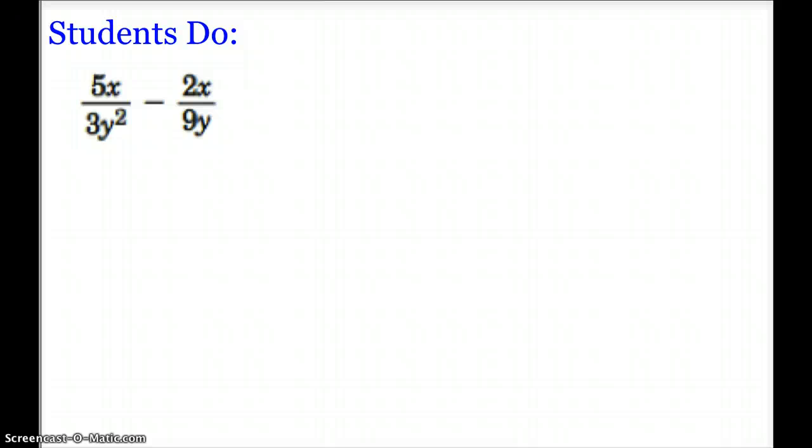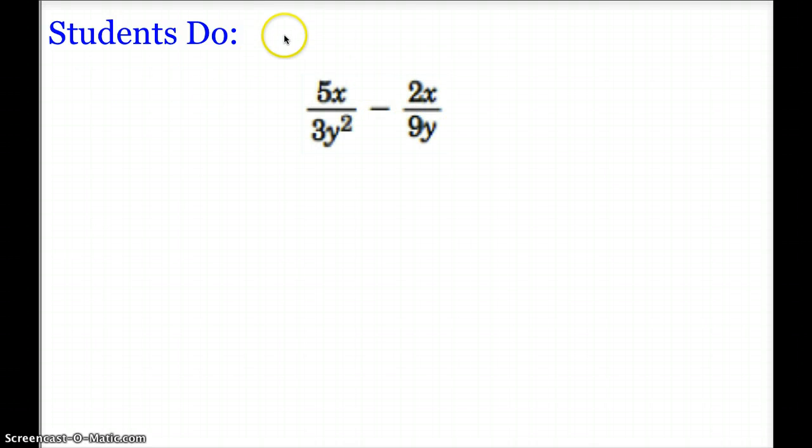Same thing. Again, I need to find a common denominator. So instead of 3y squared, we're going to make this 3 times y times y. And on this side, instead of a 9y, we'll change that to 3 times 3 times y. There you go. Let's change the color.